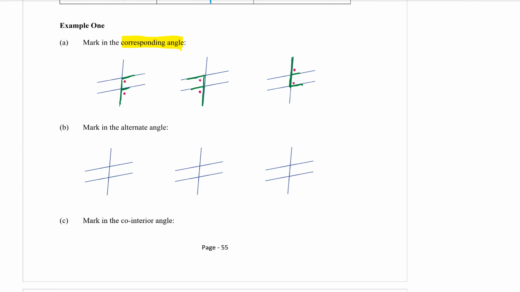Part B, we now want to mark some alternate angles on the parallel lines. So there's only two ways that this can go. I could have my Z like that, which means the alternate angle would be that one with that one. Or I could reverse my Z shape going that way, and that angle would be equal to that angle. There is not a third option.